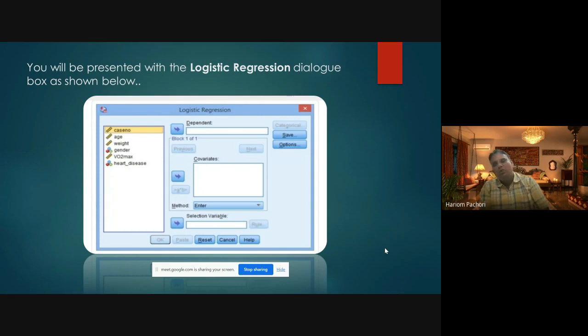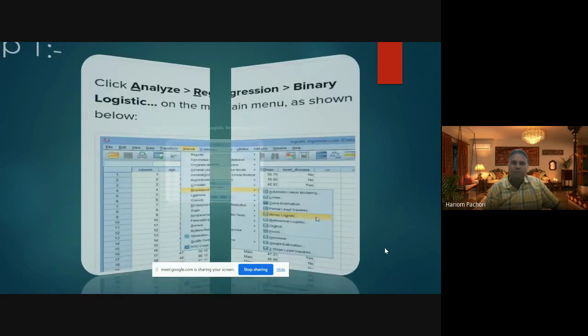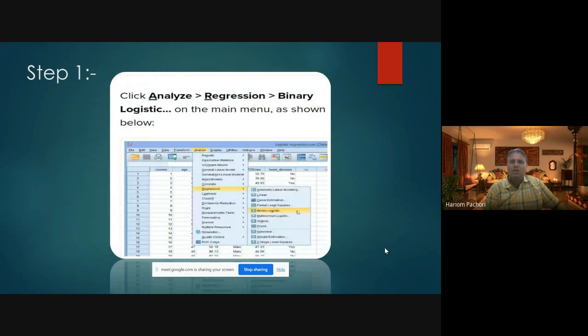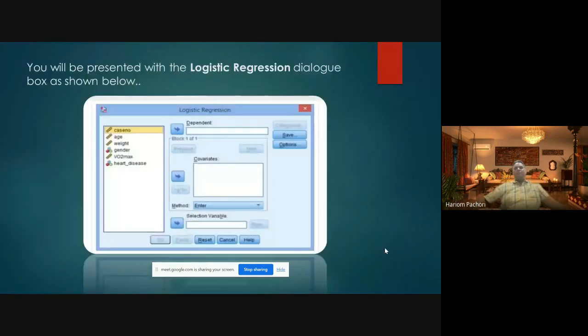And here you have the options: dependent variable and covariates. Here you need to put your dependent variable. What is the dependent variable in this case? Any guesses? We have defined it earlier also. Heart disease. Yes. So heart disease will go to the dependent variable, and all independent variables will go to the covariates.